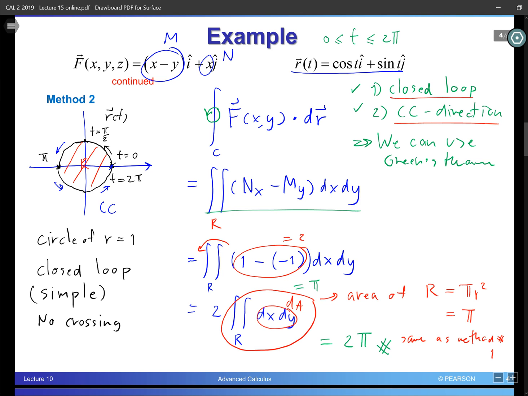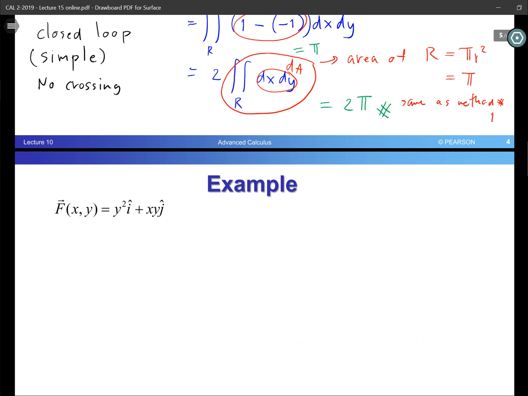Just keep in mind that it's not always that you can use Green's theorem. It has to have these two conditions, 1 and 2, right? But maybe before you start doing the problems, you can just check the path, whether it's closed or not, and that might save you some time because you might be able to apply Green's theorem.